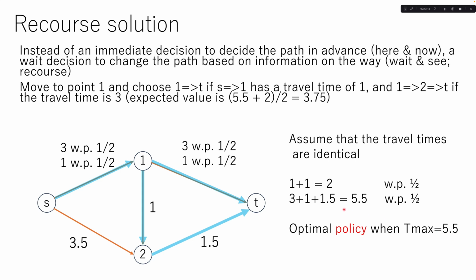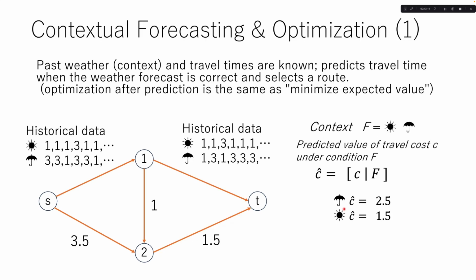Now, consider a scenario where you have past weather and travel time data. If we assume the weather forecast is accurate, the goal is to predict travel time and choose the optimal route based on this prediction. We refer to the weather forecast as context, and denote the travel time conditional on this context as C-hat.